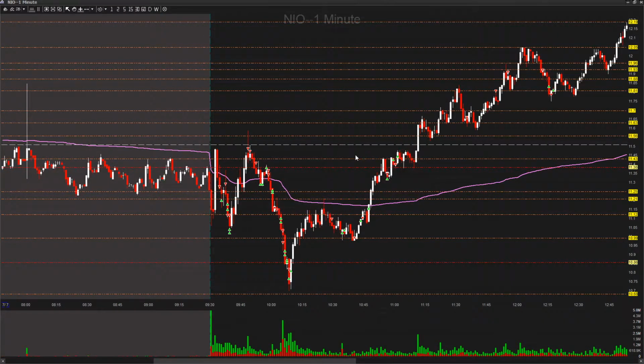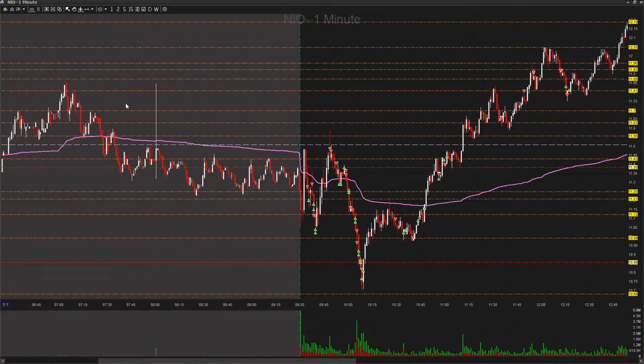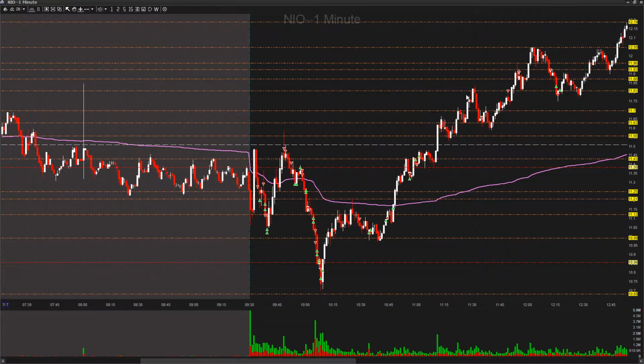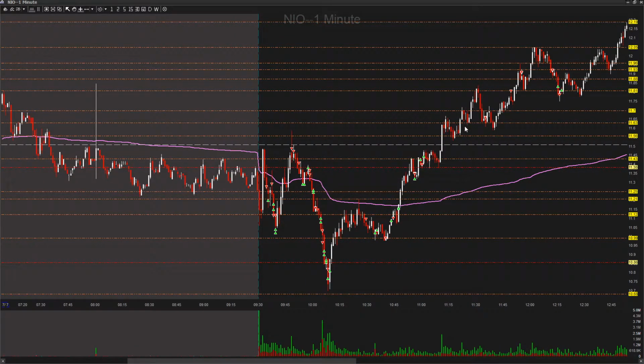I just left it alone, and then all the way to this right here. So we have this line right here that rejected. So it rejected this pre-market resistance. I got in super tiny.